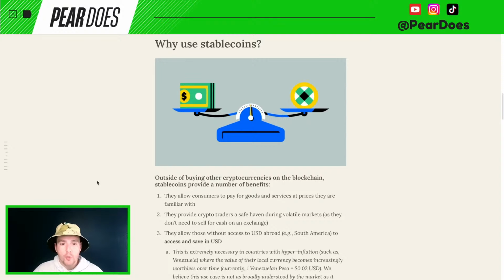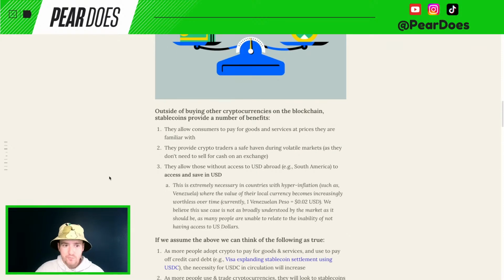Outside of buying other cryptocurrencies on the blockchain, these stablecoins provide a number of benefits to users who decide to use them. Number one is they allow consumers to pay for goods and services at prices they are familiar with. So instead of having to go to an exchange and exchange Bitcoin for Ethereum, whose prices are always fluctuating, and having to calculate how much ETH is equal to how much Bitcoin. Ethereum and Bitcoin already have US dollar pairs. People can buy them with US dollars. So if you have USDC or these stable coins, it's much easier for you to see what the price of an asset would be in relation to an asset that you hold.